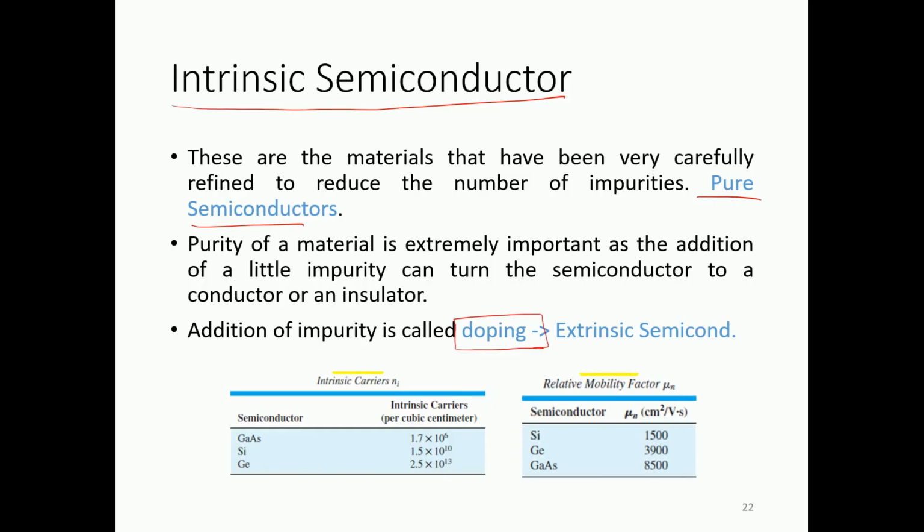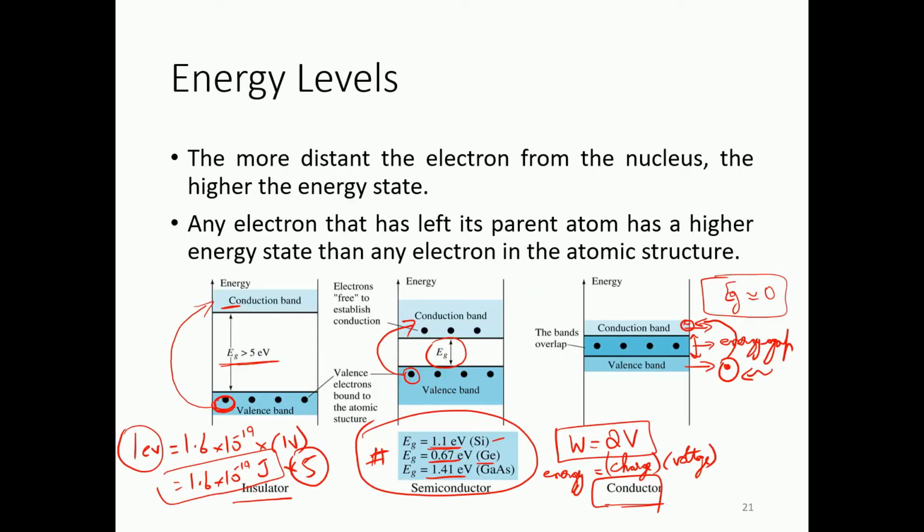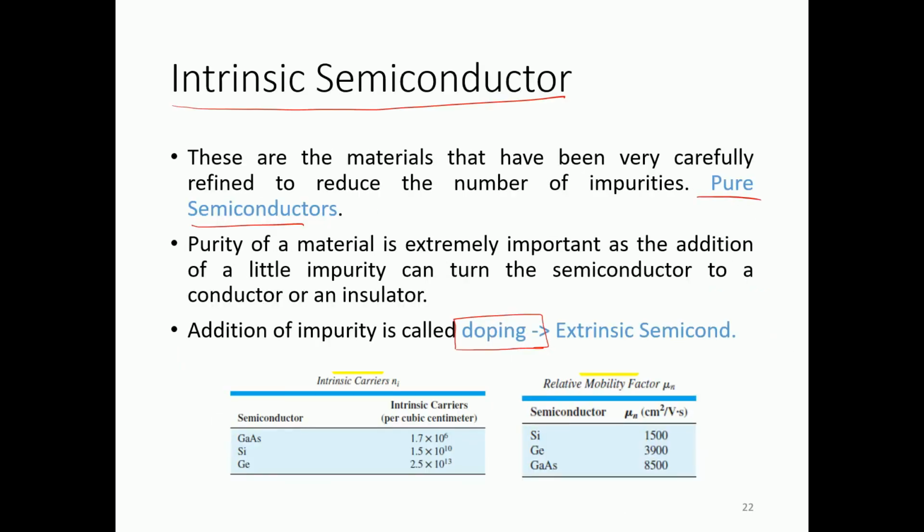Doping means introducing an impurity inside a pure semiconductor material so that you can control how many electrons will move from the valence to the conduction band, as we saw over here. So when you don't dope, we say that it is a pure or intrinsic semiconductor, and if you dope the material, then we say that you have created an extrinsic semiconductor.